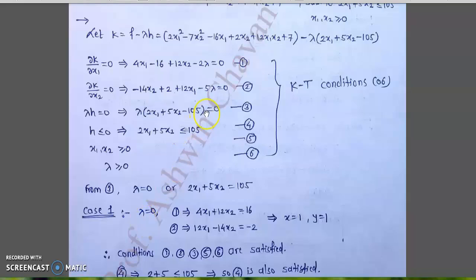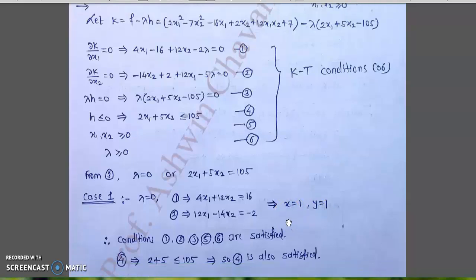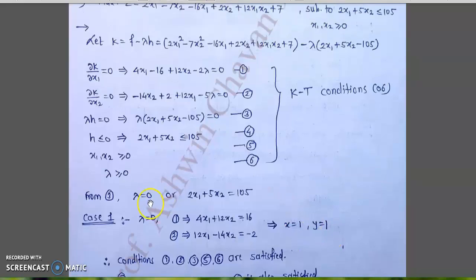So once we have lambda equal to 0, equations 1 and 2 reduce to equations in x1 and x2 only. So we get these two equations from 1 and 2 respectively. If we solve them simultaneously, we get x1 equal to 1 and x2 equal to 1. Consider y as x2 and x as x1. With these two values, lambda equal to 0, and x1 and x2 values are positive. So fifth and sixth conditions are satisfied. We have obtained them from equations 1 and 2, so obviously 1 and 2 are also satisfied. We are solving this case from equation number 3, so 3 is also satisfied.